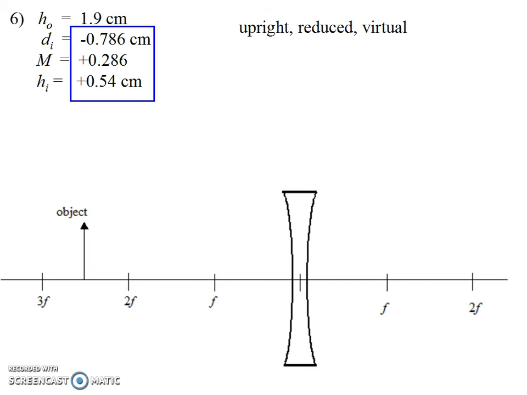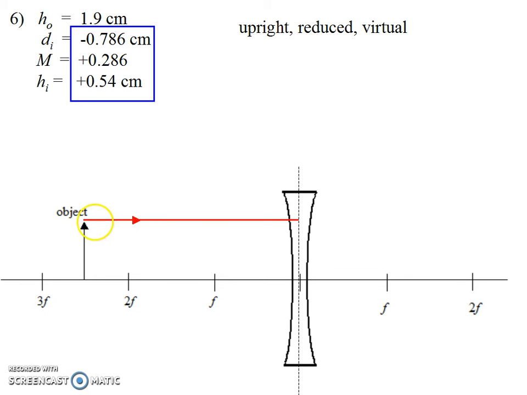Let's look at our predictions. We should be getting upright, reduced, and virtual. Hopefully you got all those. And negative image distance is virtual. Virtual goes with upright. Magnification is less than 1. And of course all the other signs correlate as well. Alright, let's draw our dashed line down the center. Go ahead and start doing your parallel ray. Just do the parallel ray, then come back to the video.